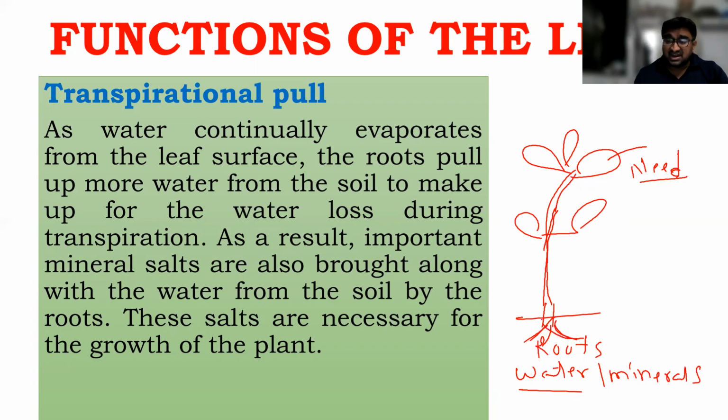So the continuous transportation of water from the roots to the top portion or to the different leaves is maintained due to transpiration, because due to the transpiration, the deficiency of water is continuously fulfilled by absorption of water and minerals from the roots. And the minerals are also important for the growth of the plants. So transpiration pull is important for continuous flow of the water from the roots to the different aerial parts of the plant, and continuous flow of the minerals as well.